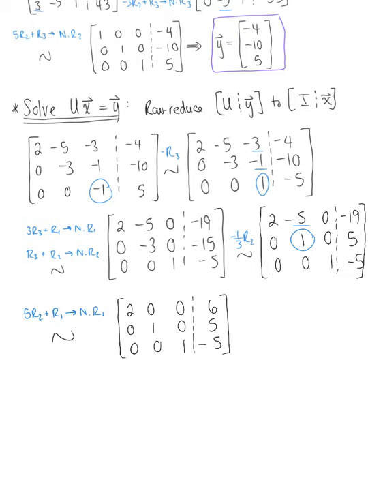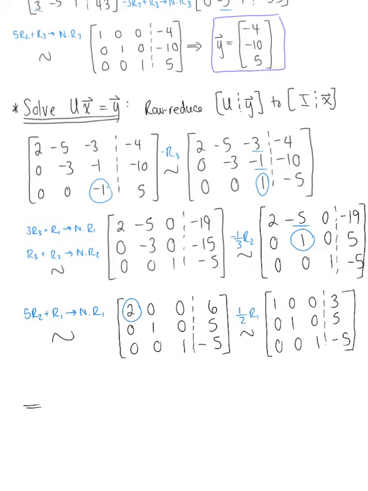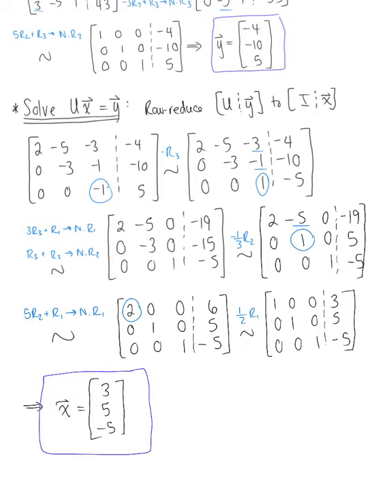And looking at our first pivot here in the first row, first column, we can scale our first row by a factor of 1/2, which leaves us with 1, 0, 0, 3, 0, 1, 0, 5, 0, 0, 1, -5. So we have echelon form, and this is equivalent to our solution vector x defined by the components 3, 5, -5. And so this is our beautiful final answer here.